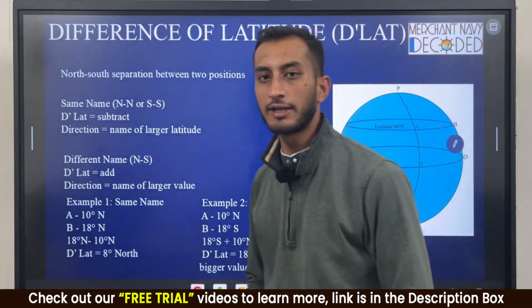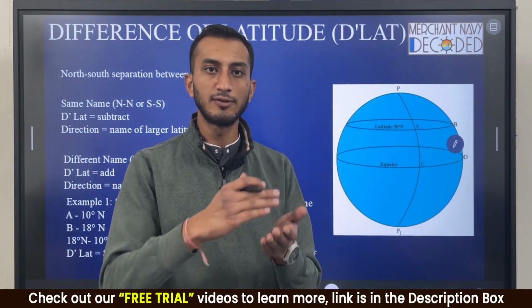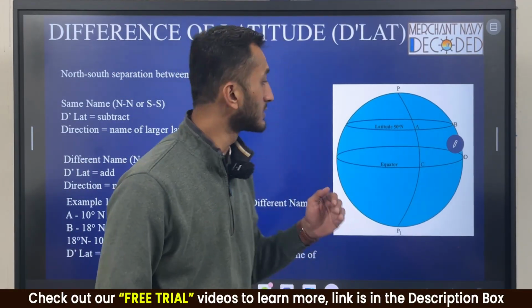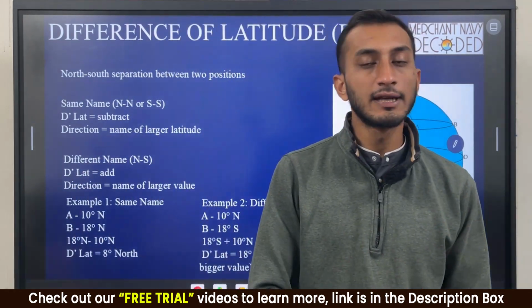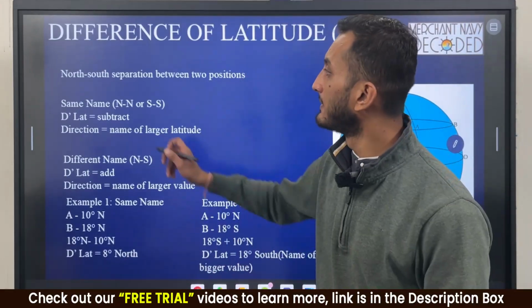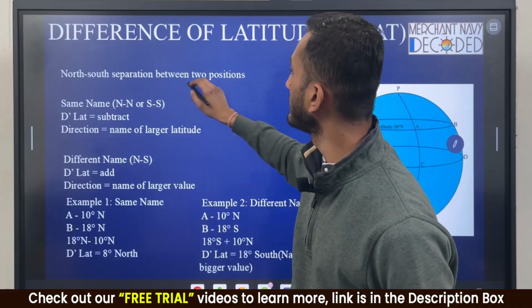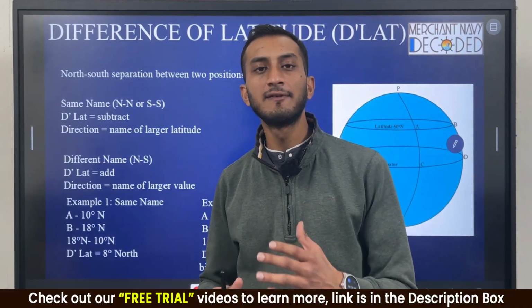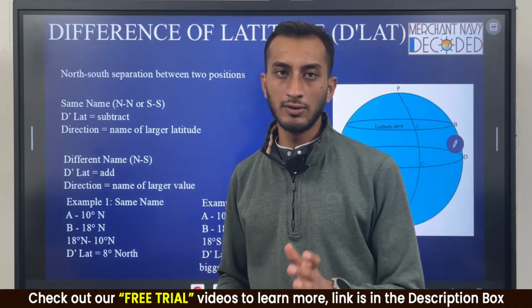Now what is difference of latitude? As you can see, difference of latitude is actually the difference between the two latitudes. It could be 30 degree north and 20 degree north, or 20 degree north and 30 degree south, anything. I have given you two cases. The difference of latitude is the north-south separation between two points. This is the technical definition of the D-lat, but I've given it in a very simple way.